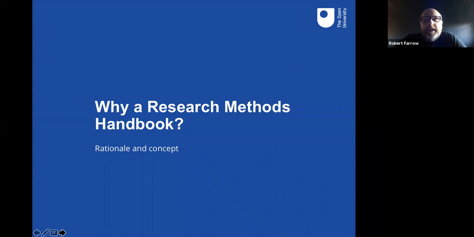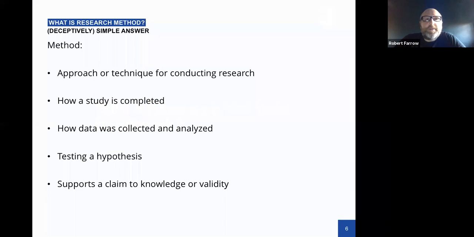So why are we doing a research methods handbook, and why have we got a focus on research methods? I'm going to start off by saying, okay, well, what's a research method? And I think there's a simple answer. You may look at this and it doesn't look that simple. But the simple answer is a research method is how you do research, how you collected data, how you analyzed it. Lots of models for this have a hypothesis-based approach where you're looking for data for or against the hypothesis. And ultimately, the aim of all this is that the method that you use supports your claim to have found something out. So the validity of your research is grounded in research methods. That's the simple answer, and that's the kind of answer you'll find in a dictionary definition.